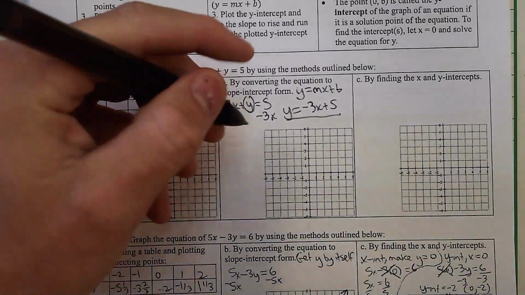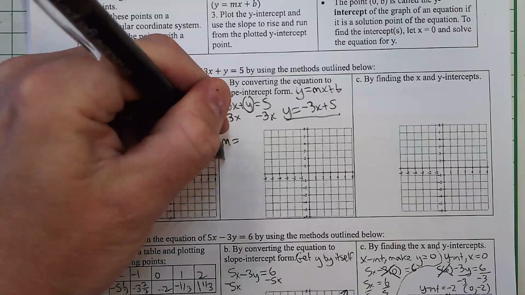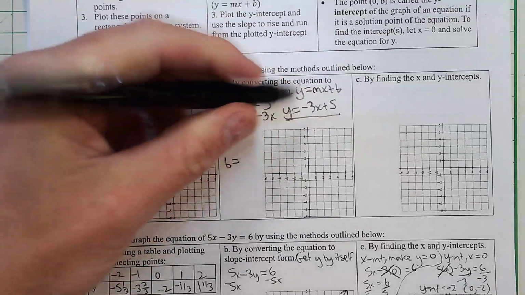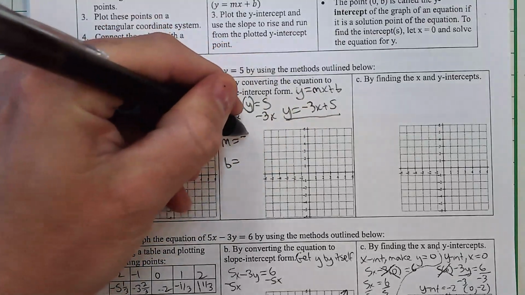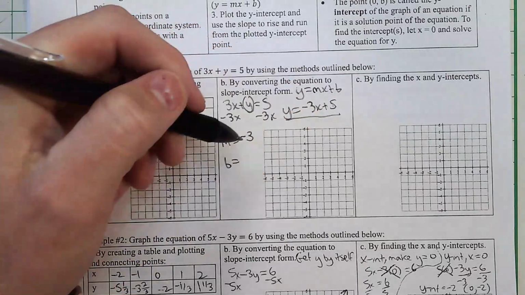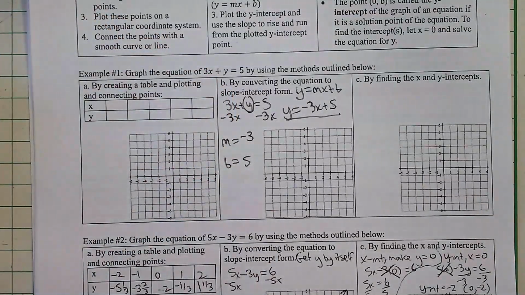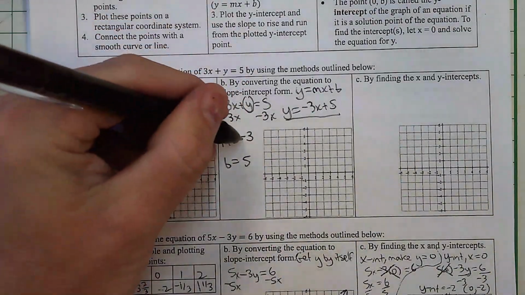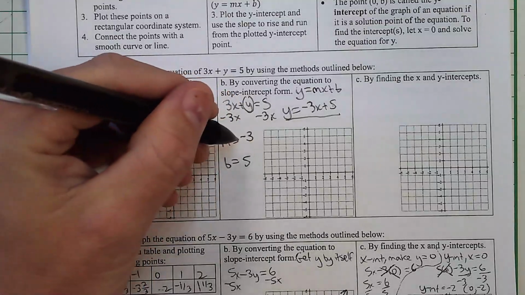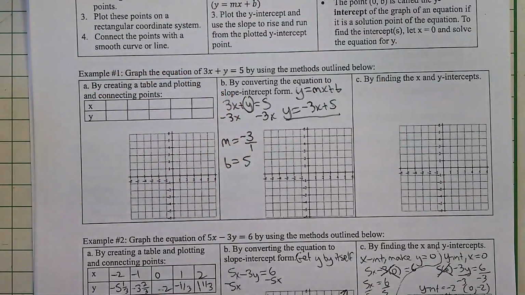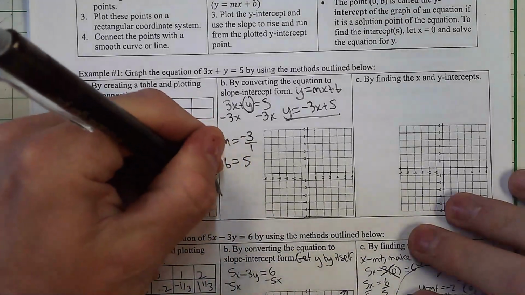Now, when you do this, you've got to identify the slope, which is m, and the y-intercept, which is b. What's the slope of this equation? Negative 3. The slope is the number in front of x. They call that the coefficient. And what's the y-intercept? 5. Now, before I go any further, I want to make my slope into a fraction. How do I make this into a fraction? What do I put over? 1. Y'all are so smart.